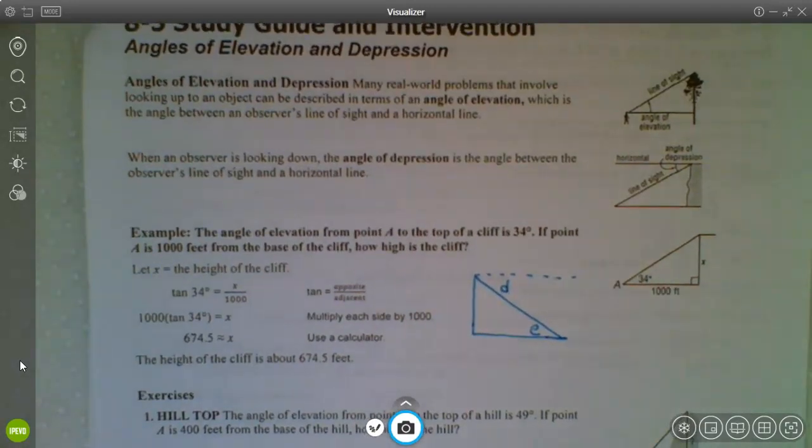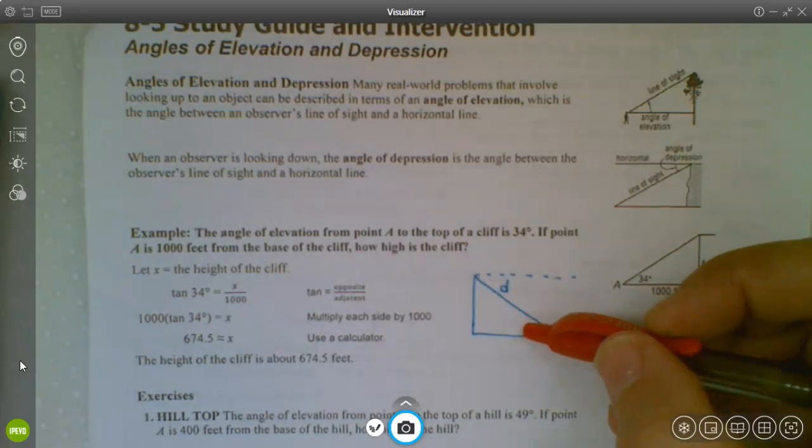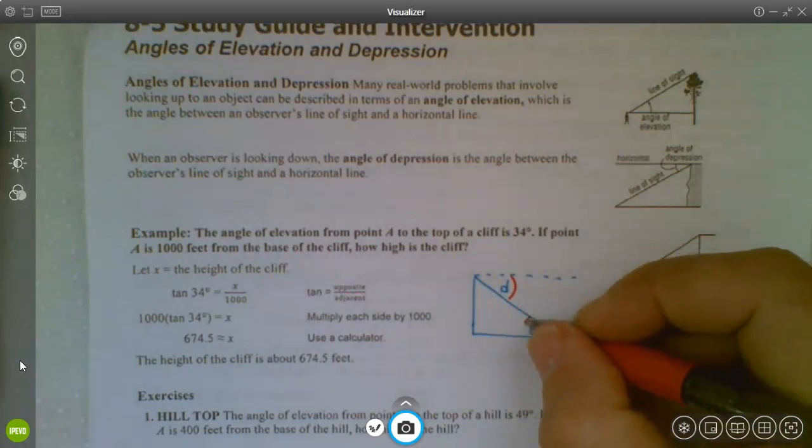The other thing that we always should know about them is they're equal, right? If you look back, this line, because it's horizontal, is parallel to this line. That makes these guys alternate interior angles, which, as we've learned, are congruent. So do keep in mind that depression and elevation are always equal to each other.